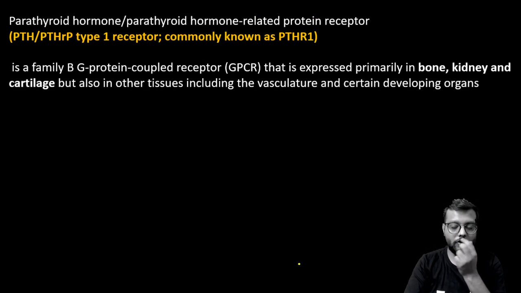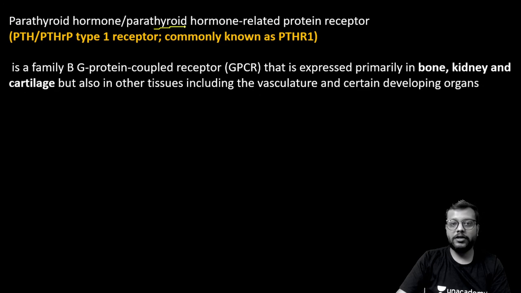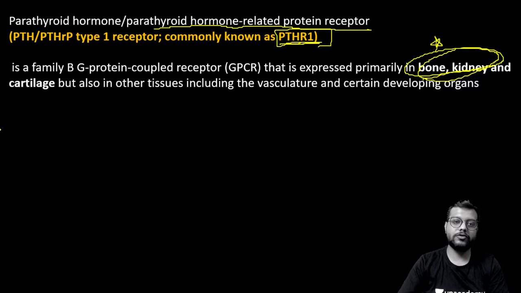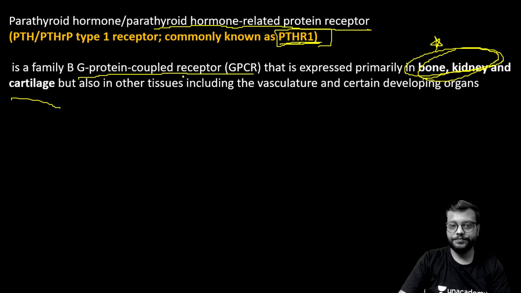Okay, and for parathormone you have a parathormone receptor, or it is called the parathormone related protein receptor, PTHR1, located in kidneys and bone. It is located on kidneys, bone and also cartilages. It is a G protein coupled receptor.